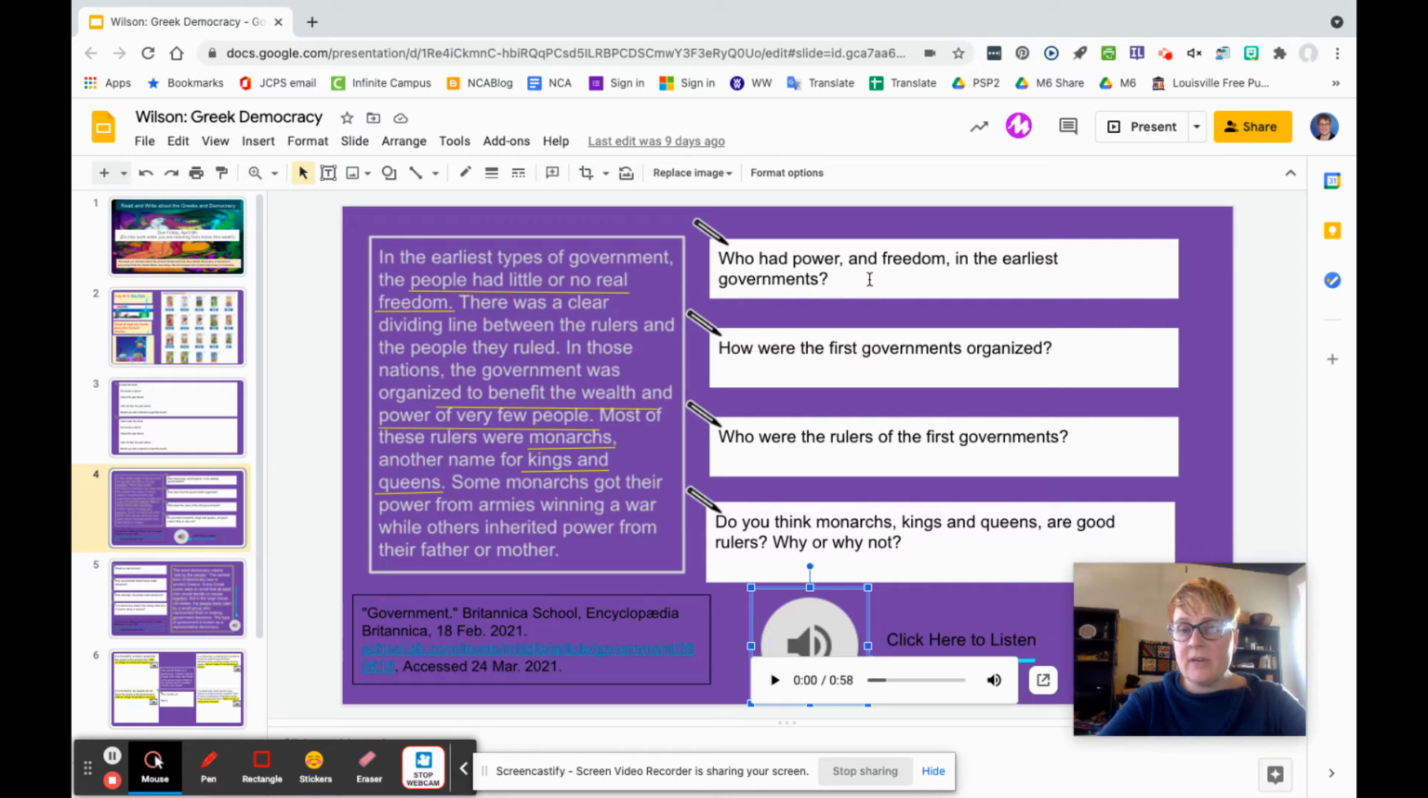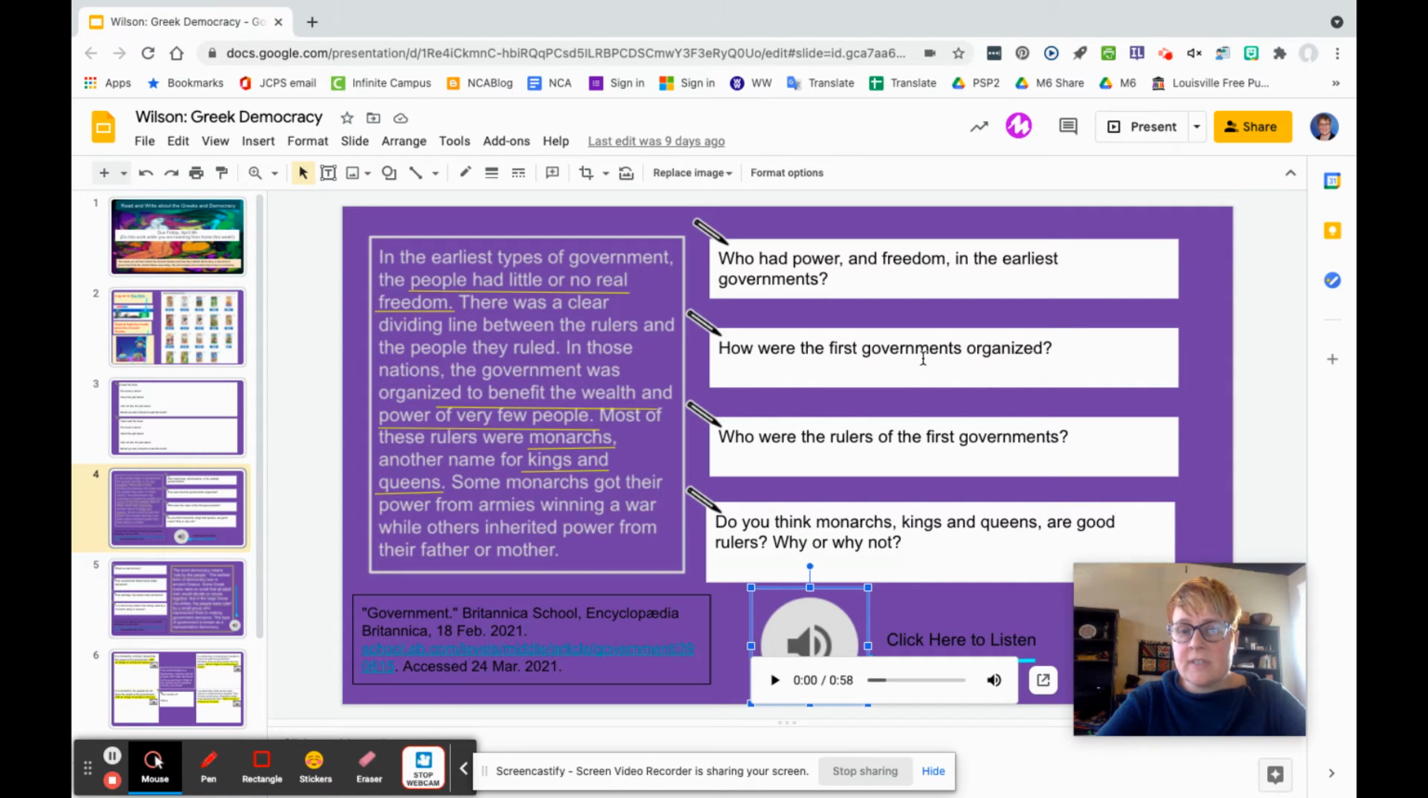Who had power and freedom in the earliest governments? And if you look over here, it said the people had little or no real freedom. So you could write that here. The people had little or no real freedom. And as you read on, maybe you will figure out who did have power and freedom.